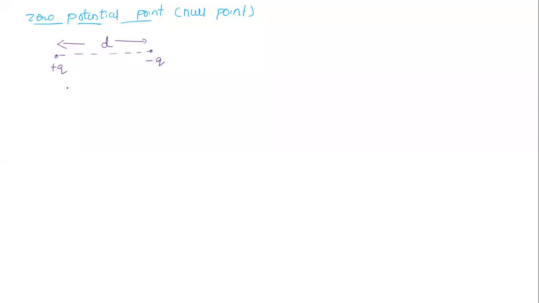Okay, now let us take a null point somewhere here. That is 0, I'll take O, where the null point exists. So let us take this distance as how much now? X.